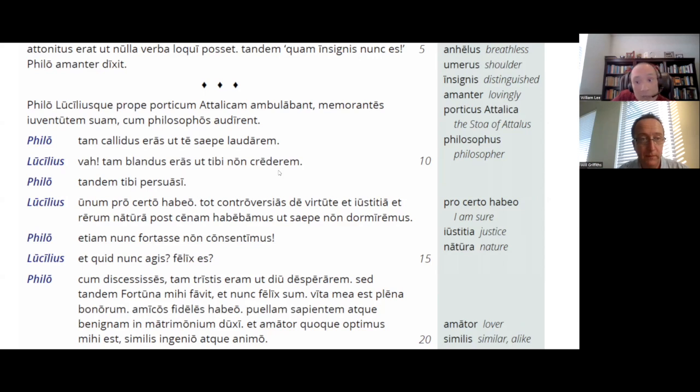Pilo, who is Lucilius's old friend. And so they are kind of reunited at the Areopagus and they recall their friendship back in their youth. And so you can see Philo is now married, but he also says, "Amator quaque optimus mihi est." So not only is he married, but he has an amator optimus.